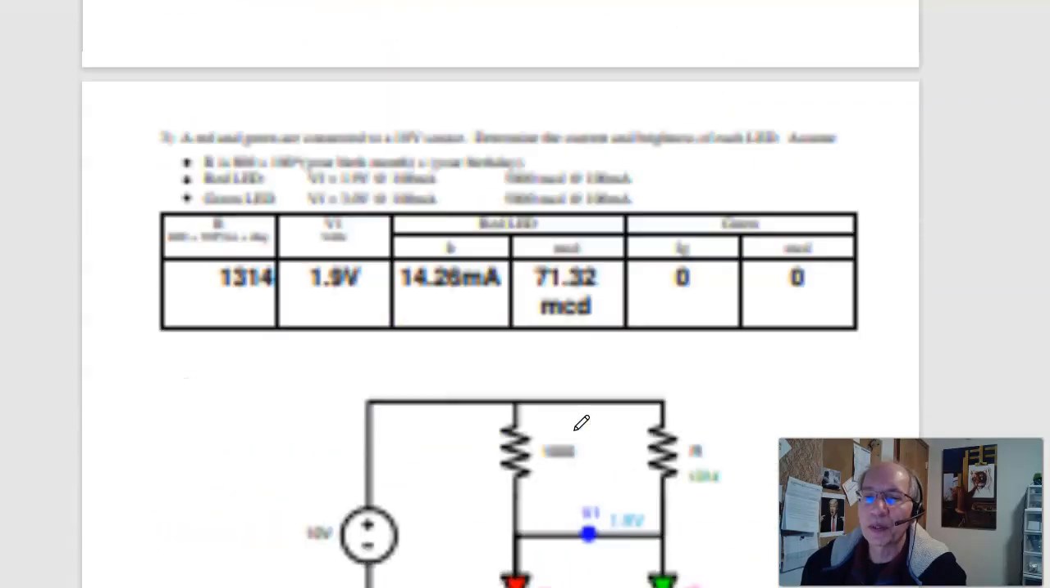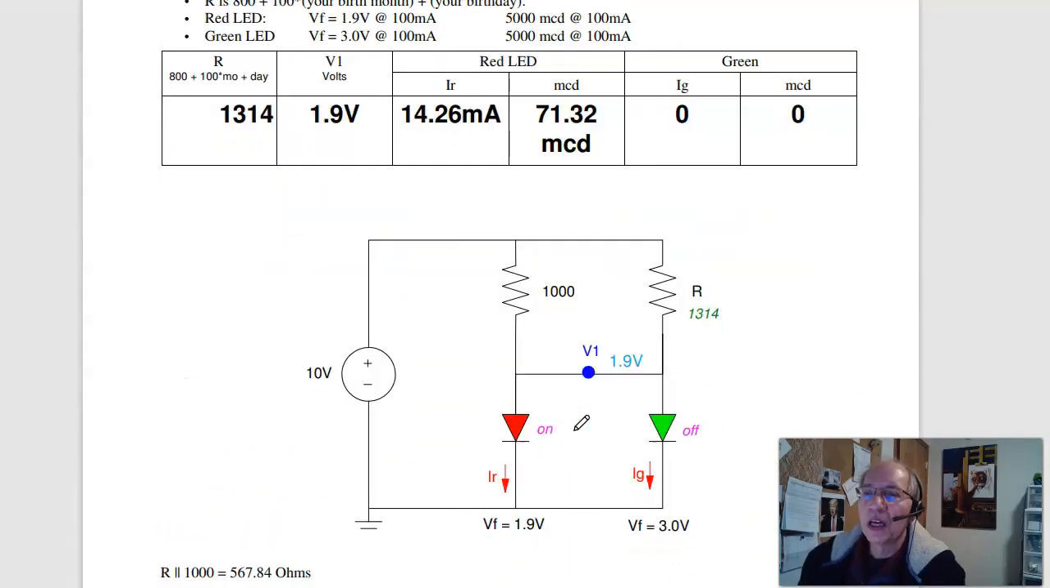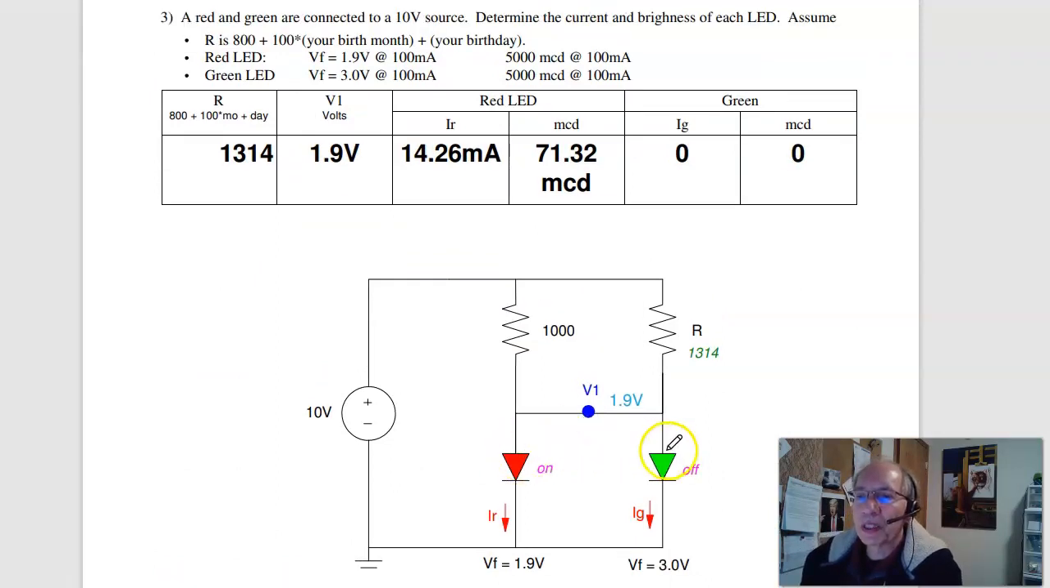Problem 3. If I build this circuit, what happens? Well, I've got a red LED and a green LED in parallel. Only one of them will turn on. This will be the smallest. If the red diode turns on, this is 1.9. That's not enough to turn on the green LED, so the green LED turns off.